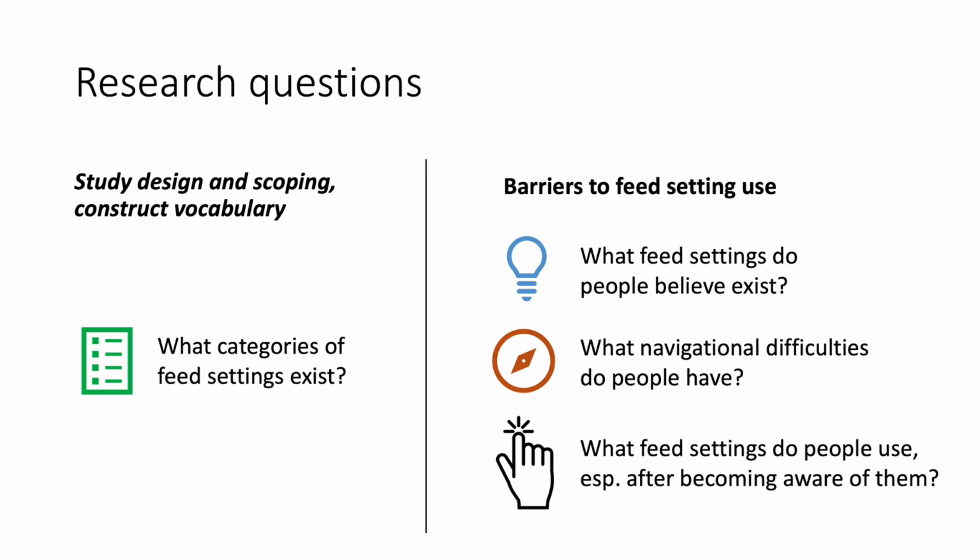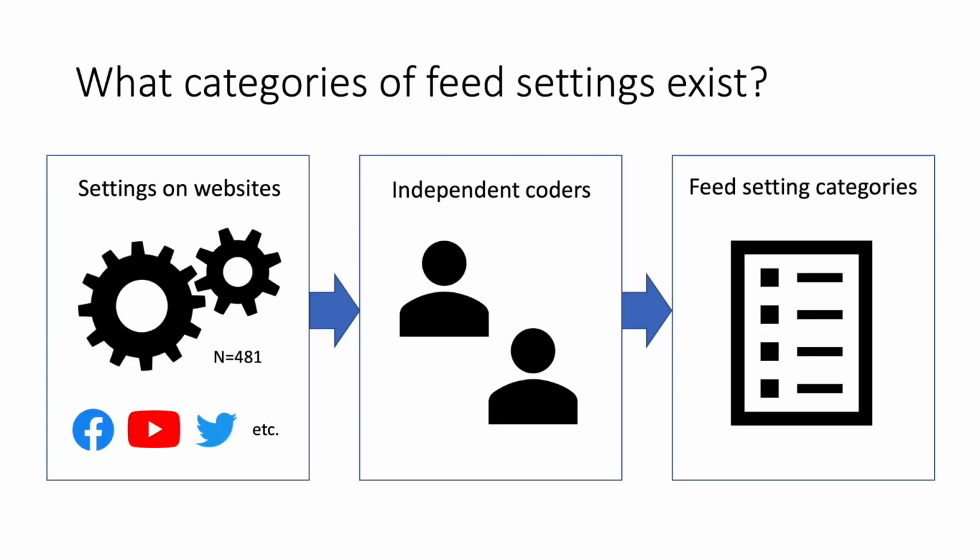Next, we asked what navigational difficulties people had, because people must navigate to and find settings on the user interface to use them. And finally, we asked what feed settings people used and why to investigate the implications of unawareness. For our first research question, categories of feed settings, we focused on feed consumption settings, given how feed consumption and feed curation influence society today. This involved manually cataloging hundreds of examples of settings on 11 major social media and search websites in the US. These included, but were not limited to, Facebook, YouTube, Twitter, Google, and Amazon.